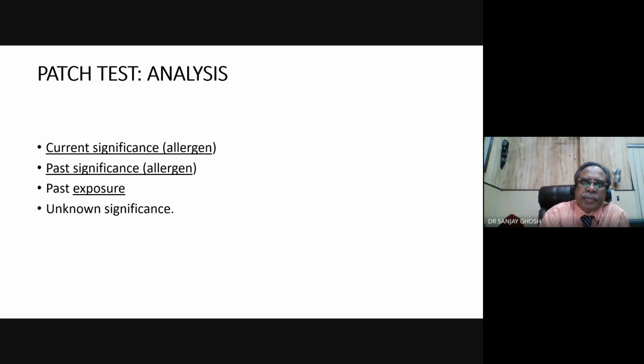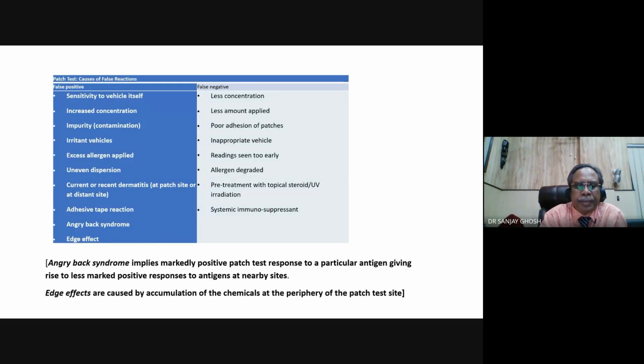But past significance is when the patient has a history of previous, say, nickel exposure, but is now not taking nickel. Then you can diagnose systemic contact dermatitis to nickel from some oral or systemic nickel exposure. If the patient is not having the exposure now, it can give a positive result, but presently no significance. And sometimes you cannot explain it in any way, so you write down unknown. So this is the most important part of patch test evaluation.